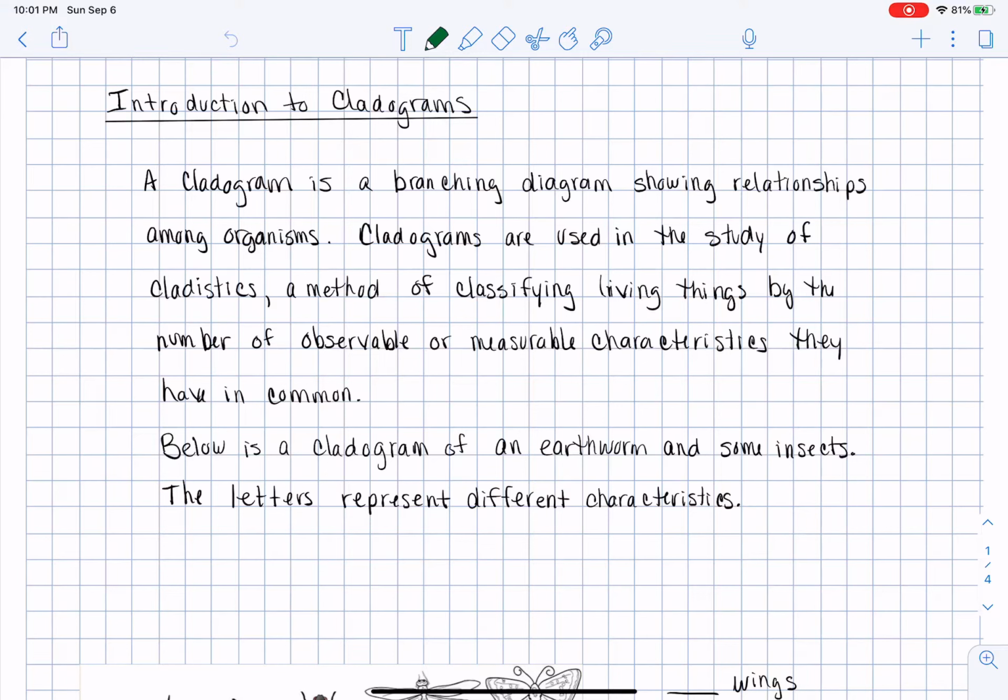Cladograms are used in the study of cladistics. And cladistics is a method of classifying living things by the number of observable or measurable characteristics they have in common. Below, we're going to take a look at a cladogram of an earthworm along with some insects. So think about the different characteristics that the earthworms and the insects have. The letters are going to represent those characteristics.